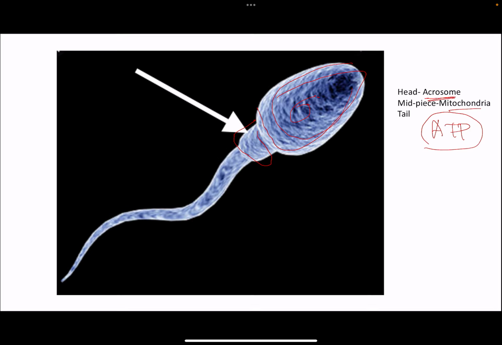The tail is very important too, or flagellum. This is the only cell in the human body that has a flagellum. Flagellum is mainly for locomotion. This will propel the sperm toward the egg. So it has to be produced in the testicles, travel through the epididymis and go through the urethra. It is a long journey for this.